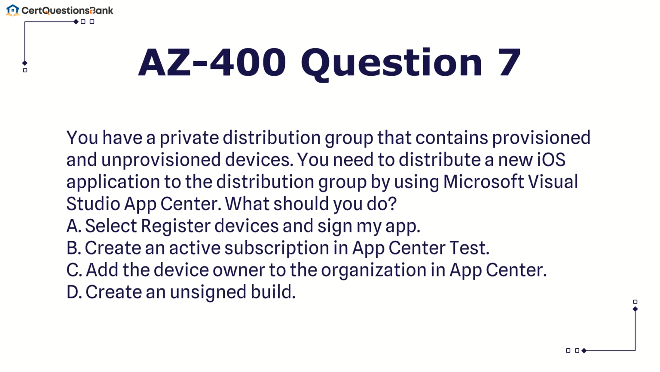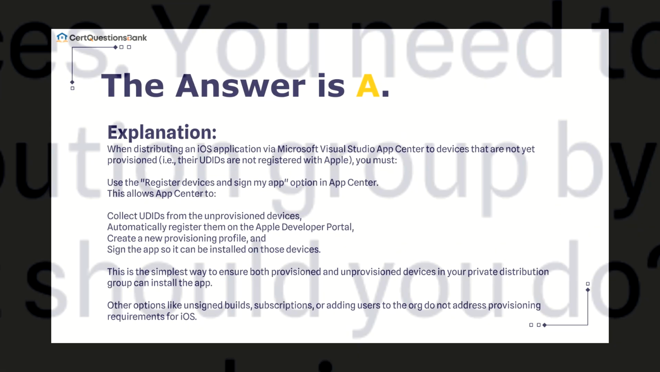You have a private distribution group that contains provisioned and unprovisioned devices. You need to distribute a new iOS application to the distribution group by using Microsoft Visual Studio App Center. What should you do? A. Select Register Devices and Sign My App. B. Create an active subscription in App Center Test. C. Add the device owner to the organization in App Center. D. Create an unsigned build. The answer is A.